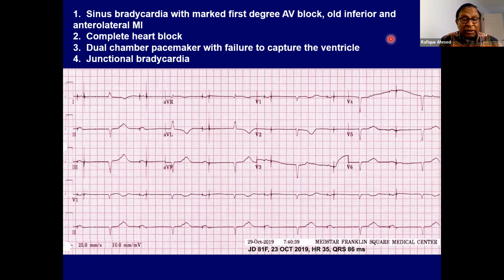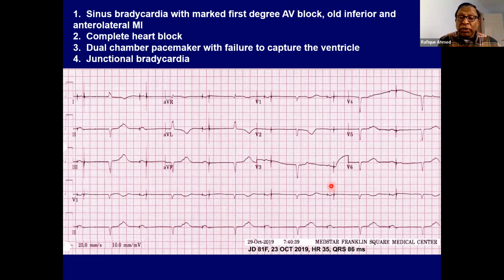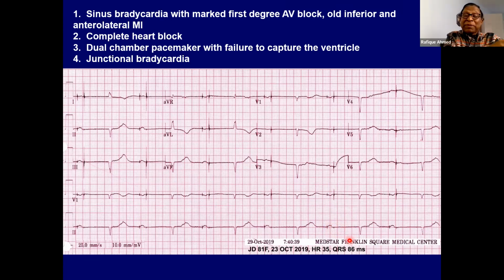So again, what is the etiology of this? Oh, no. Because it is failure to capture. Okay, so I'm happy with that, because yes, it's a failure to capture. Sir, the pacing is visible. Yes, the pacing spike is seen well.